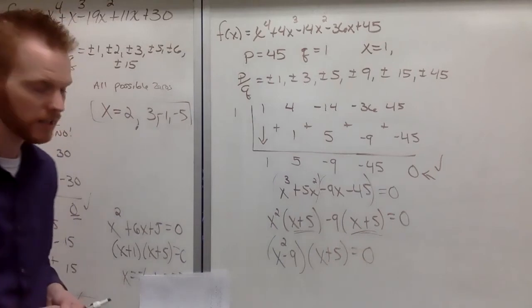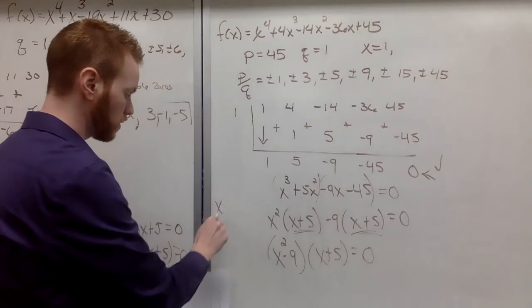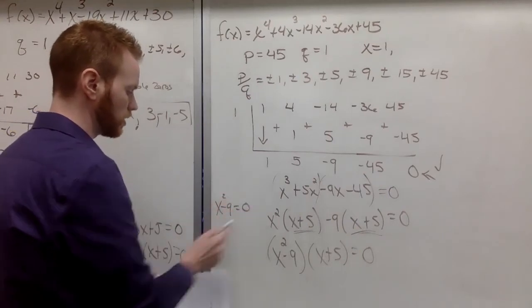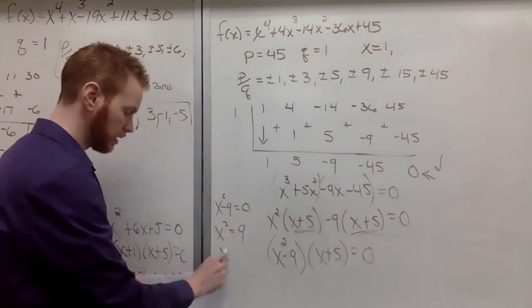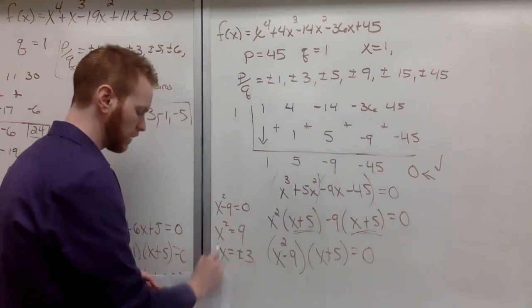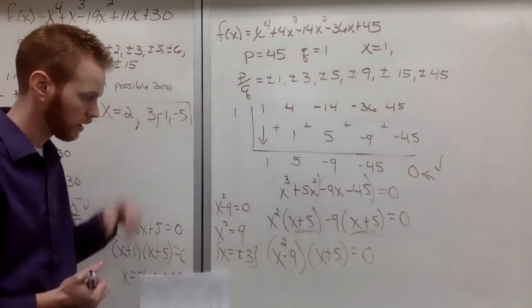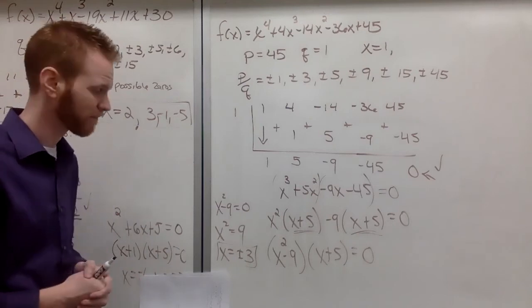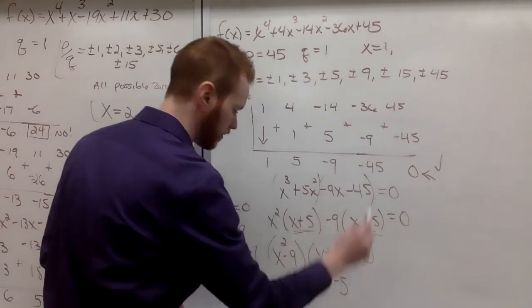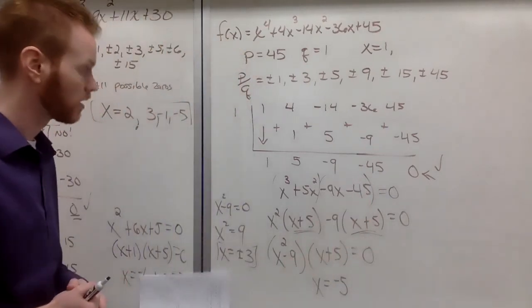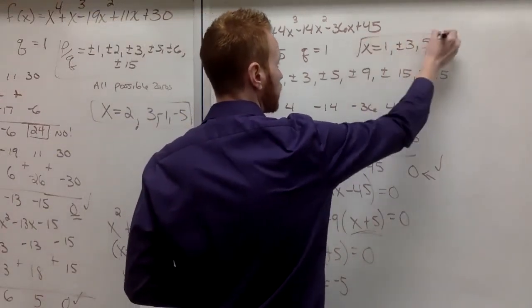Okay? Now what I'm going to do is solve each one by setting them equal to 0. So for the first one, x squared minus 9 equals 0. We'll add the 9 over to the other side. And then when I take the square root, I get positive negative 3. This is looking good. Over here, if I set this equal to 0, x would be negative 5. All right, so we have plus or minus 3 and negative 5.